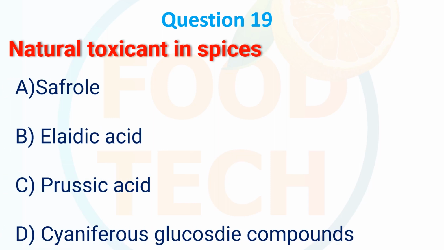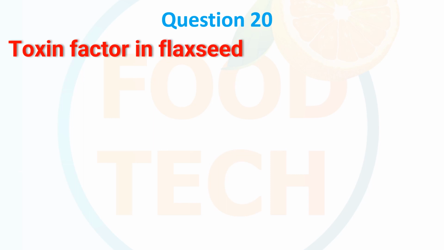Natural toxicant in spice. A. Safrole, B. Ellagic acid, C. Prussic acid, D. Cyanoferrous gluconoside compound. The answer is safrole.